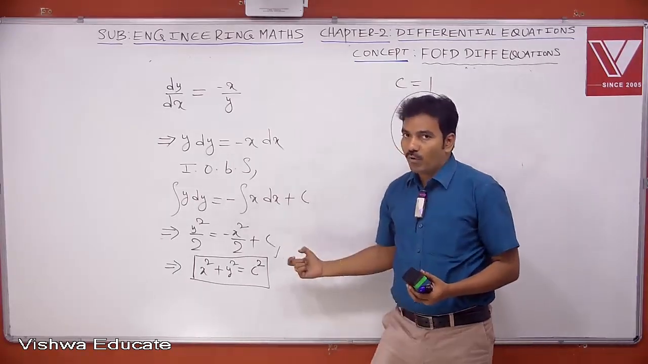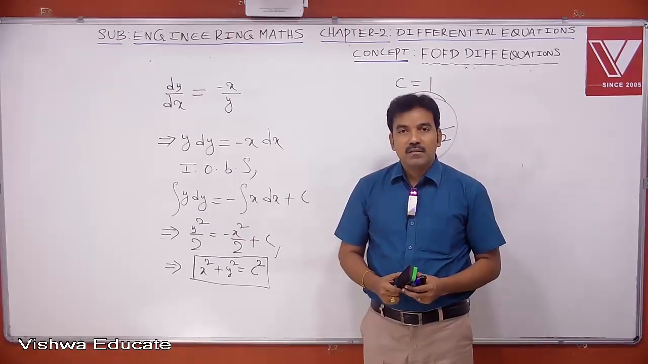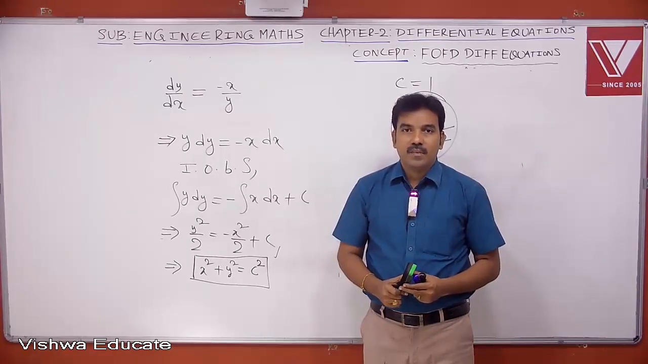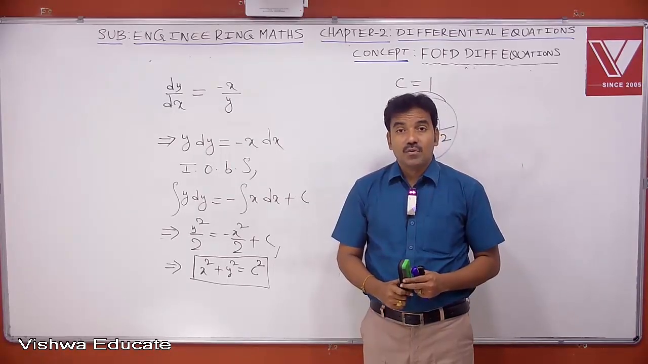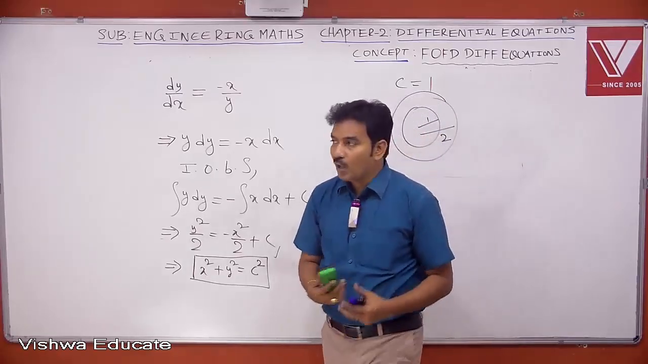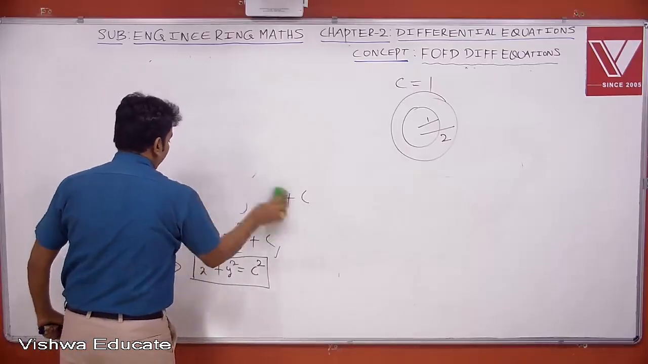So please note one point. Here the solution curves represent a family of circles. Now this is the end of method 1, the variable separable method.